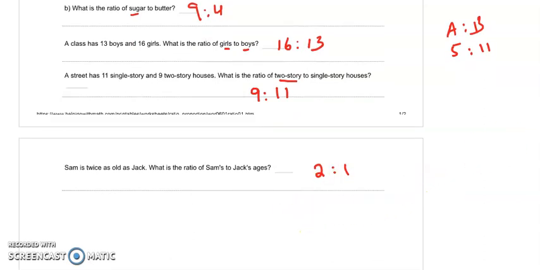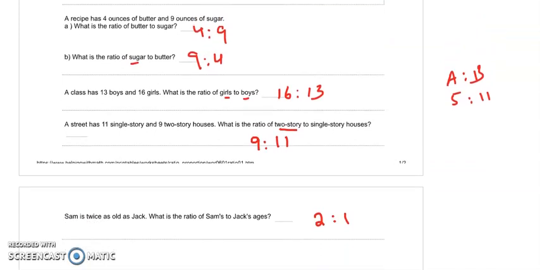Now, the next one is Sam is twice as old as Jack. What is the ratio of Sam's to Jack's age? So Sam is twice as old as Jack. So we have to take Sam's to Jack's. If Sam is 2 years old, Jack will be 1 year because Sam is double the age of Jack, whatever the age of Jack is going to be. So this is what we have to take about ratio and proportion.